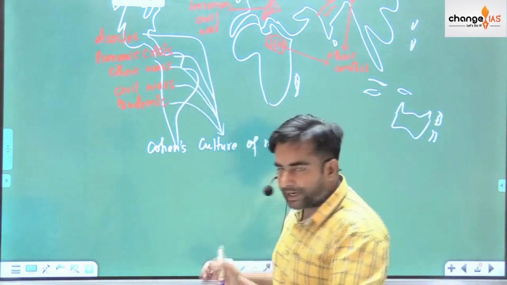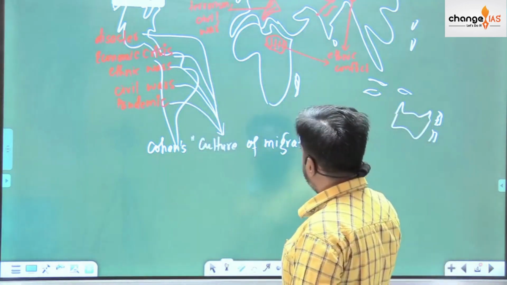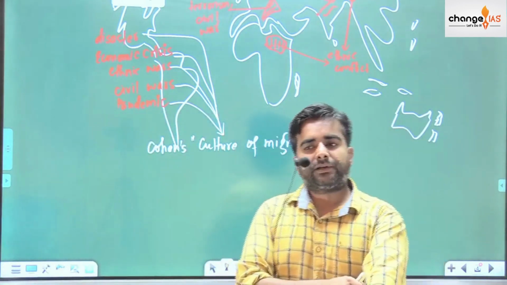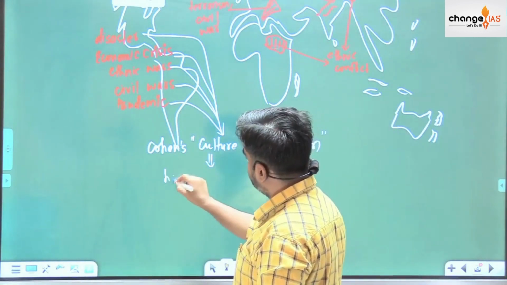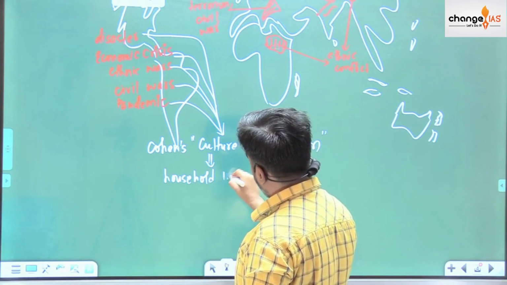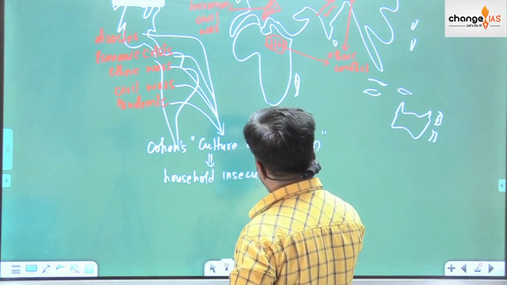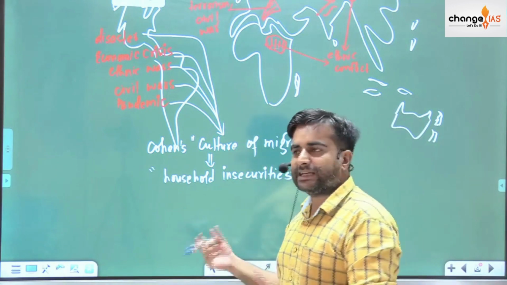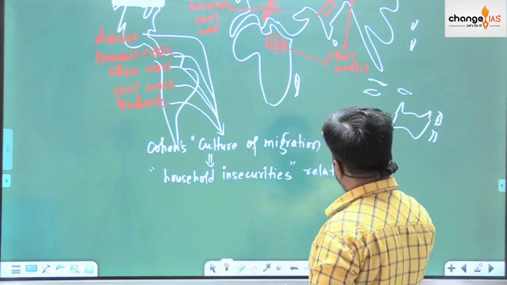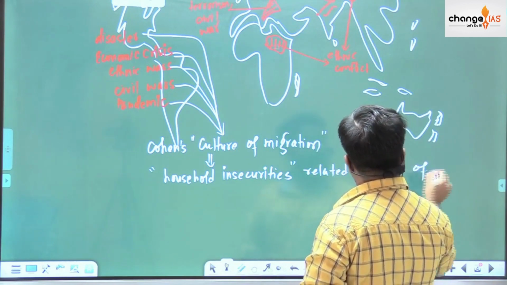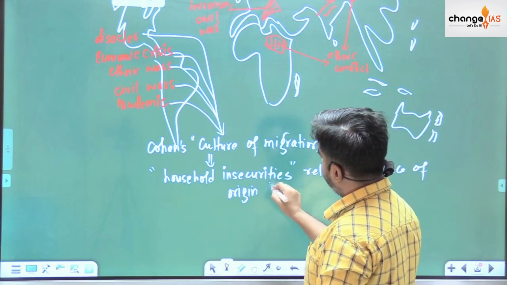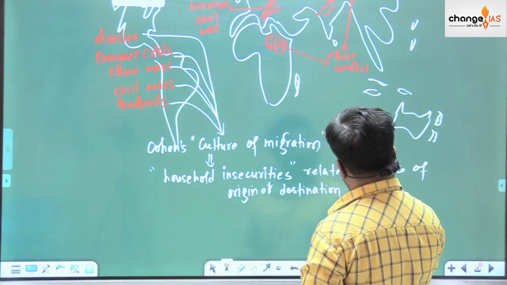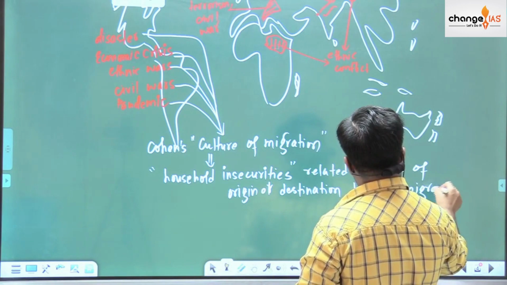क्यों लोग भाग जाते हैं? वाई पीपल स्टार्ट टू मूव फ्रॉम देयर होम्स? बिकॉज कोहेन्स कल्चर ऑफ माइग्रेशन सजेस्ट दैट कि घर से हाउस होल्ड इनसिक्योरिटीज आर रेस्पॉन्सिबल फॉर माइग्रेशन. House hold insecurities, जो चिंता आपको घर पे होती है, ओके, related to the place of origin or destination, leads to migration. Okay, this was suggested in cultures of migration theory.